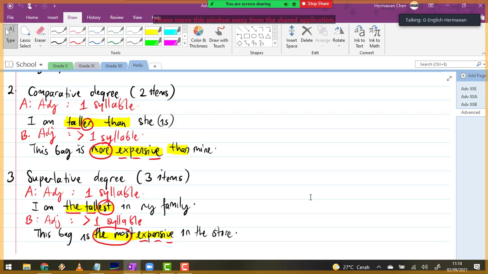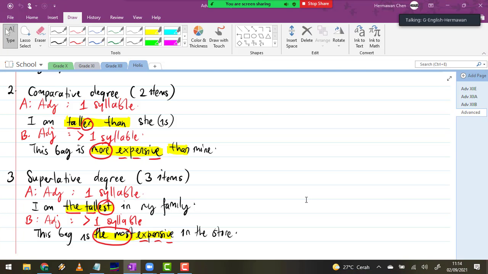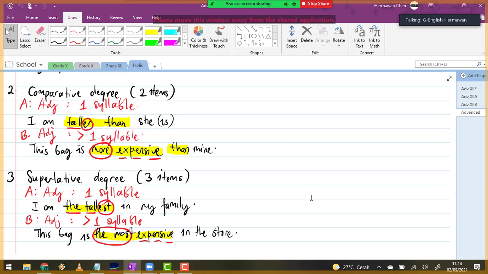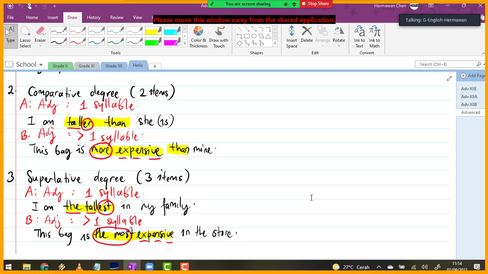The last pattern for degree of comparison is called superlative degree. Look at the word superlative. Super means superior, the highest level. When we want to use superlative degree, we have to compare minimum 3 items. If there are 2 items, you cannot use superlative degree. You have to use comparative or positive. If there are 3 items, we can use superlative.